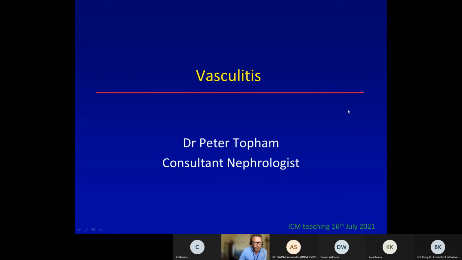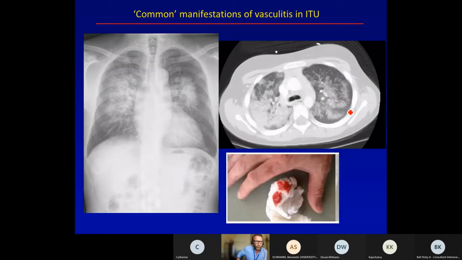So I guess the first thing is, why is vasculitis relevant to the intensive care settings? The two commonest manifestations of vasculitis that you will likely come across in an intensive care setting would be related to lung involvement. So this just shows some issues related to the lung hemorrhage that patients with vasculitis can get. They typically present with hemoptysis, which is usually frank, a chest X-ray that shows diffuse alveolar shadowing.